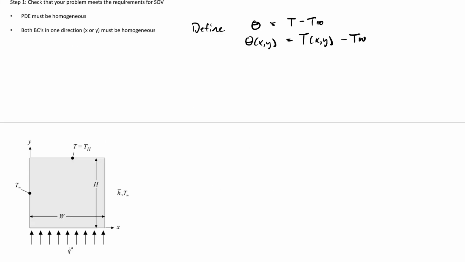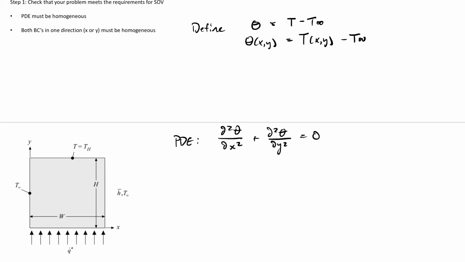If we make that substitution, the PDE becomes: substitute theta in for T, and you take the second partial of that constant, that goes away, so it just becomes the second partial of theta with respect to X plus the second partial of theta with respect to Y is equal to 0. Now we have this PDE in terms of theta, our new variable.